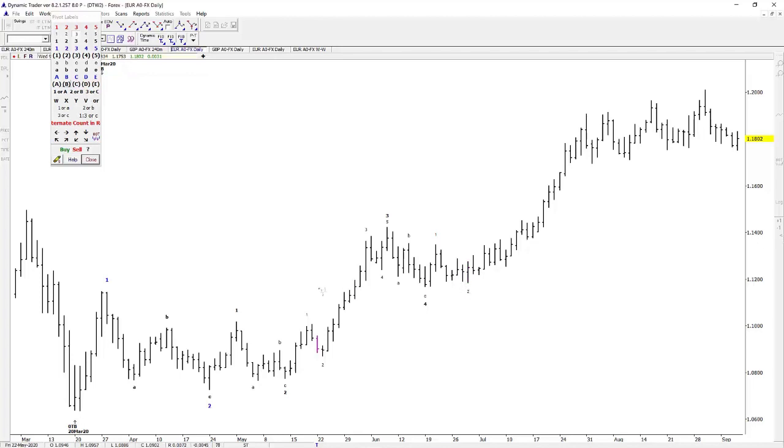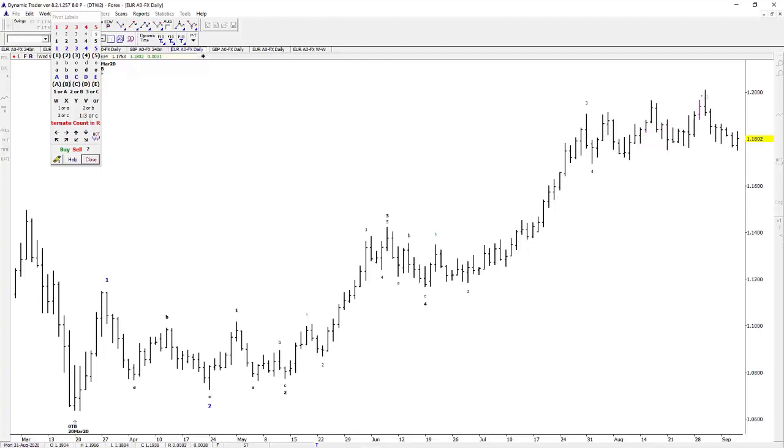Now, we know a wave 3, most of the time, is actually greater in time and price than the wave 1 or the wave 5, but the rule is it just can't be the shortest of 1, 3, and 5. So it's obviously much longer than 1, so this can be a wave 3, this can be a 4, potential 1, 2, 3, 4. And then what's going on here?